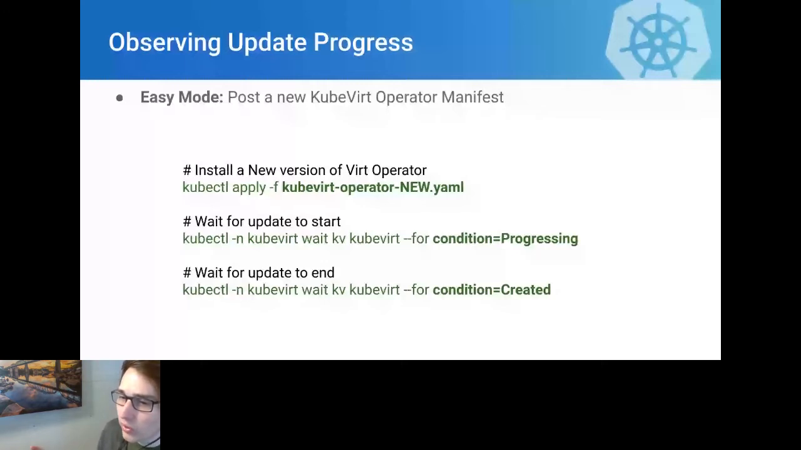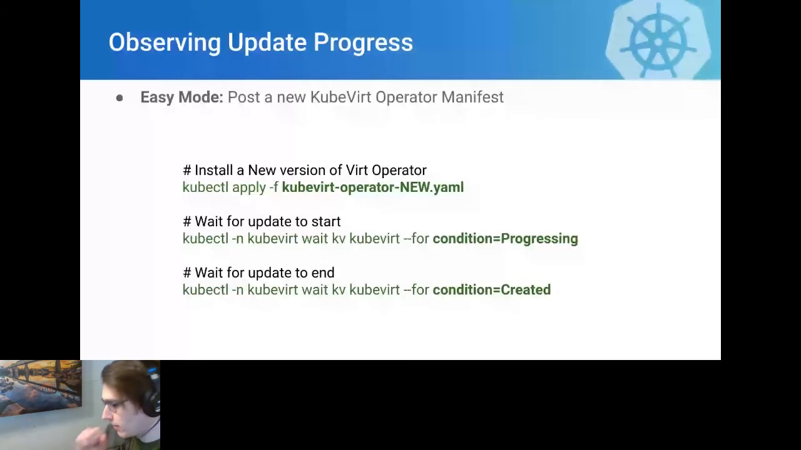Then we wait for the progressing condition to get set in the KubeVirt CR. So that's indicating to us that the operator is now initiating the update process. And then finally, we observe the created condition is set to true, which signals to us that the update has completed. So we can have an indication of when the update has started and when it has ended.